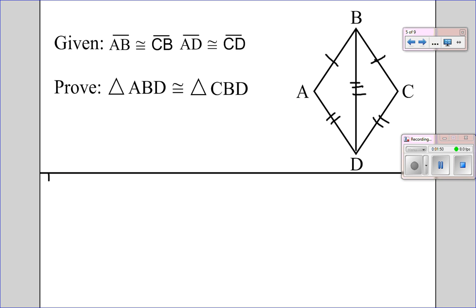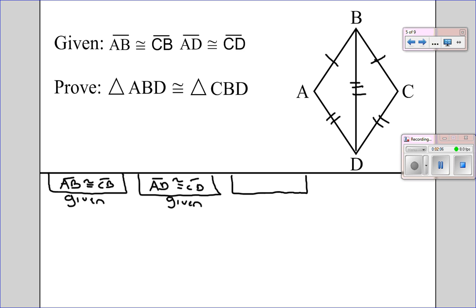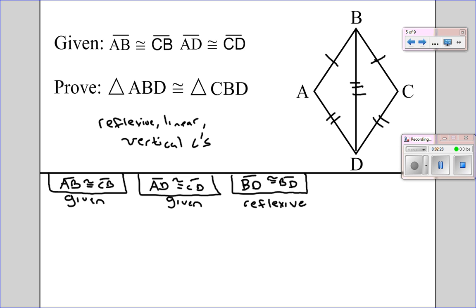So now when you go to write the proof, you start with writing your givens. So AB is congruent to CB, and that's a given. AD is congruent to CD, that's our other given. And finally, if you have something like reflexive, linear pair, or vertical angles, anything like that, you're going to write it on the top line. So BD is congruent to BD, and that's because it is reflexive. It reflects on itself because it's the same thing.